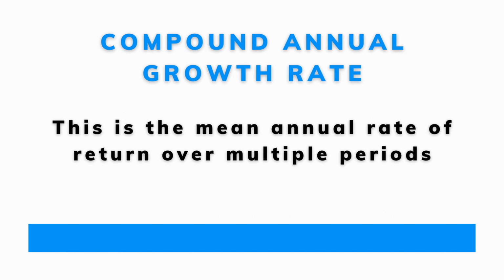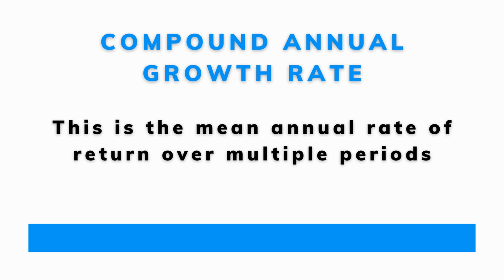The third type of rate of return is the compound annual growth rate. The compound annual growth rate of return is the mean annual rate of return over multiple periods. For example, a person invests $1,000. After 6 years, the initial investment grows to $30,000. What is the annual growth rate of return of the investment?